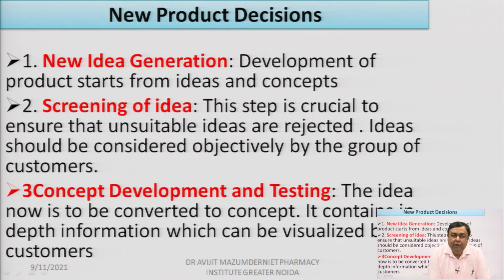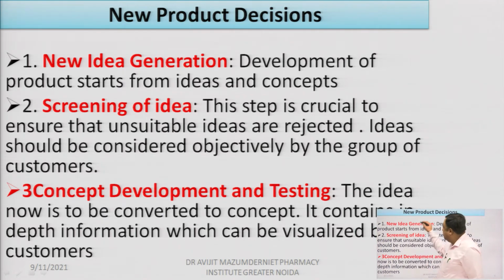I hope you have clearly understood what product positioning basically means, what the objectives of product positioning are, and why it is so important in the current context nowadays. We are now moving on to the development of newer products, that is new product development. There are a number of steps which are very closely interrelated with each other, which I am going to discuss with you.